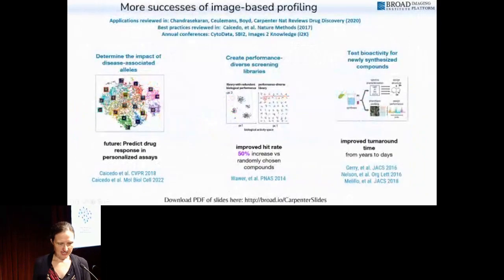I'll skip that and just leave you with, if you're interested in this field, there's a review article here. There are conferences that meet specifically about using image data. I had to skip several projects, including this disease-associated allele project. You can see the citations there. You can grab this link to look up the slides if you want to look up any of these articles.